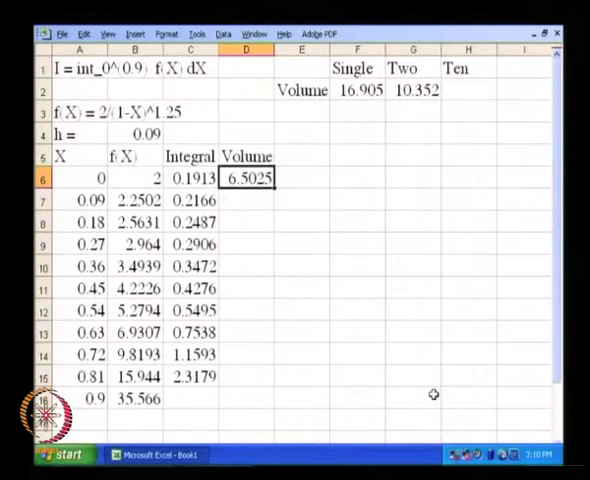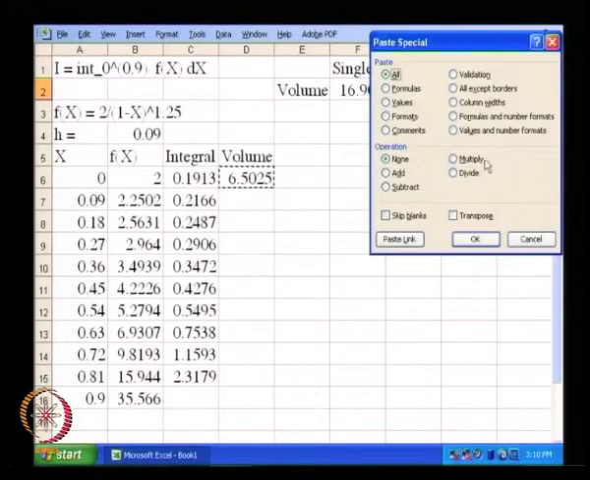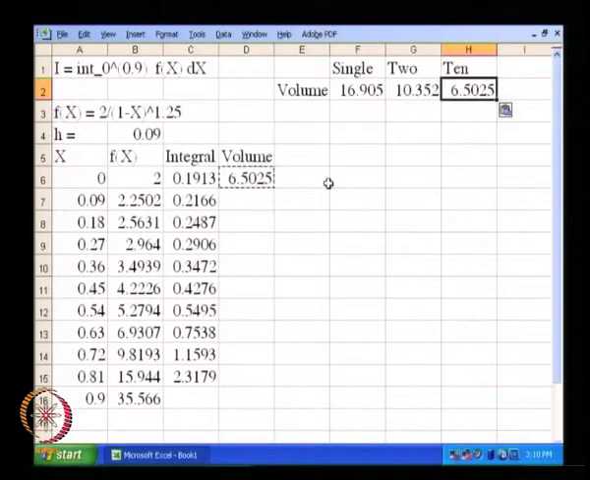Okay, and the 10 applications are giving us the value of the volume that is obtained as 6.5025. So, what we are seeing over here is as the number of applications of the trapezoidal rule are increasing, the value keeps decreasing.